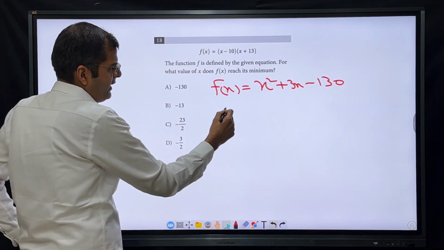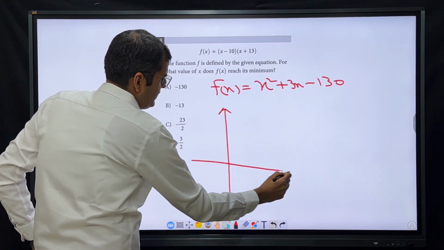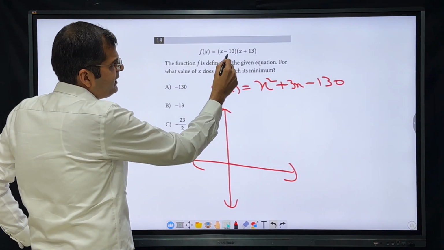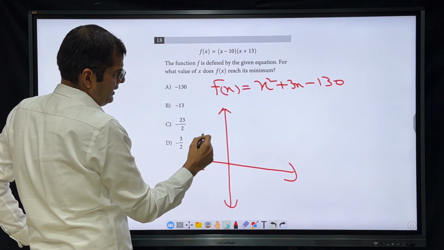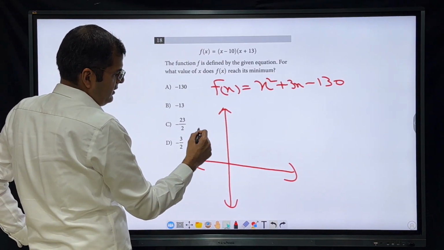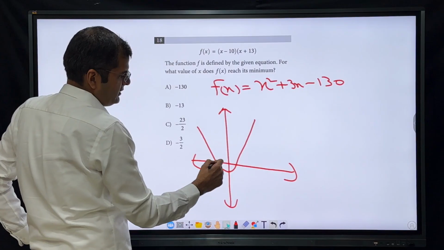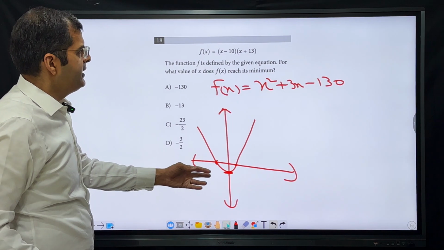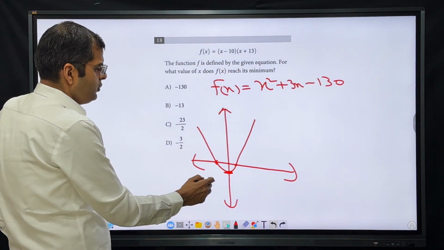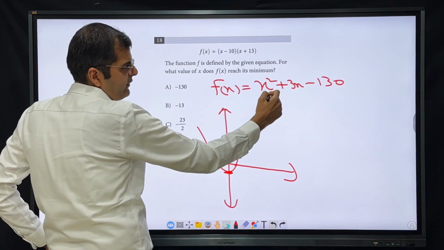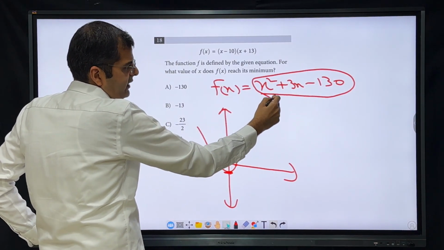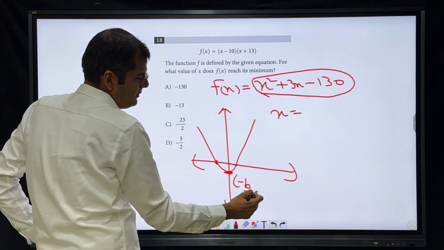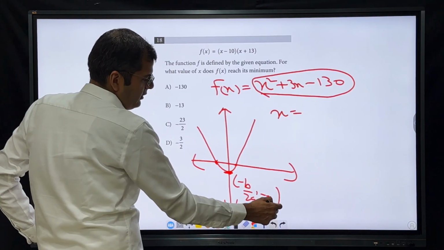Okay. So I can do it in two ways. If I know that this is a parabola, it will be like this only. It cuts at 10 and minus 13. So the graph will be somewhat like this. This is minus 13 and this is 10. I have to find this minimum value. At what value it is there. To do that, if I have this quadratic, I can find out the value of x. That will be the vertex over here, which is given by minus b by 2a, comma, you get the y value accordingly.